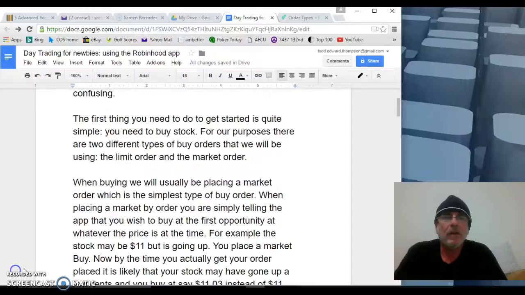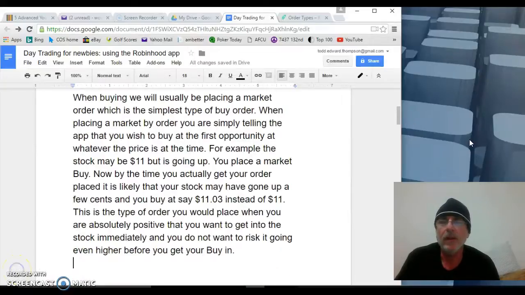The first thing you need to do to get started is quite simple. You need to buy a stock. For our purposes, there will be two different types of buy orders that we will be using, the limit order and the market order. And I can't accentuate this too much: don't be afraid to buy a stock. It's not that big a deal. You don't have to spend a whole lot of money. Just start small and buy yourself a stock so you can get started and get a feel for how it works.